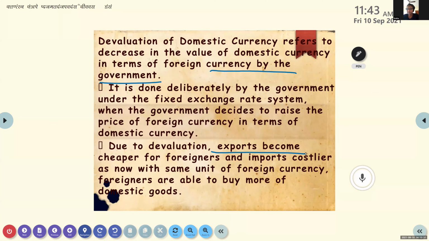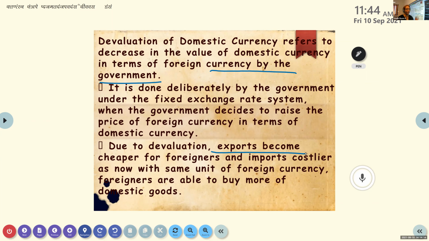It refers to a system in which the exchange rate is determined by market forces, demand and supply of foreign exchange, and the central bank influences the exchange rate. Okay, the central bank influences the exchange rate through buying and selling. Next, I told you regarding depreciation and devaluation. Aishwarya, what do you mean by depreciation? It is the fall in the value of domestic currency by market forces.